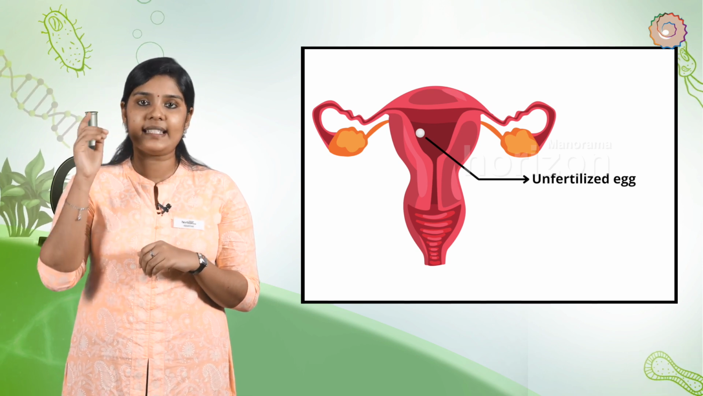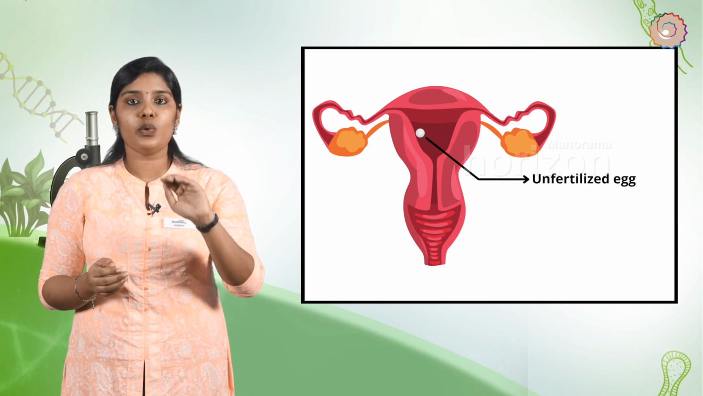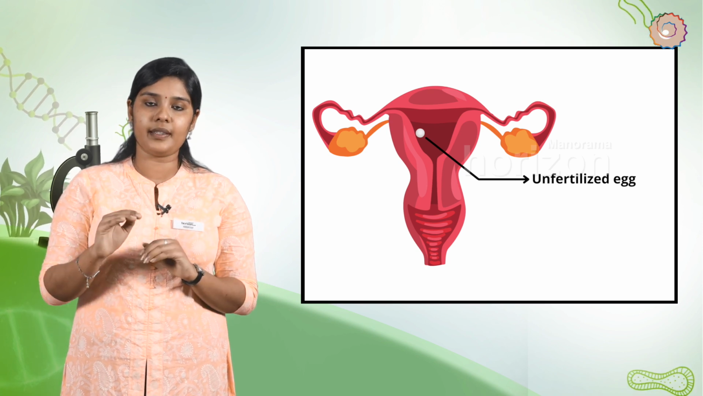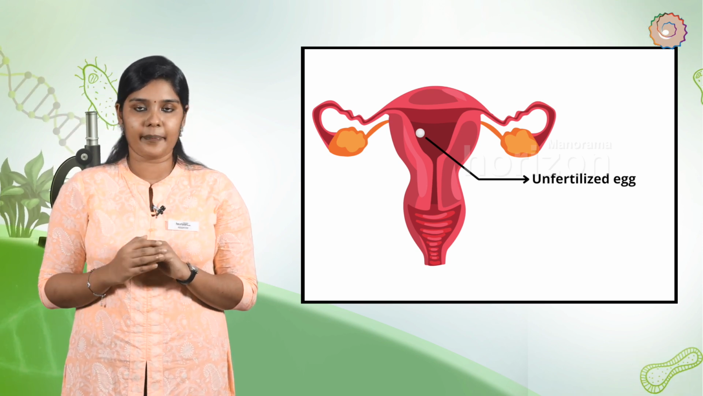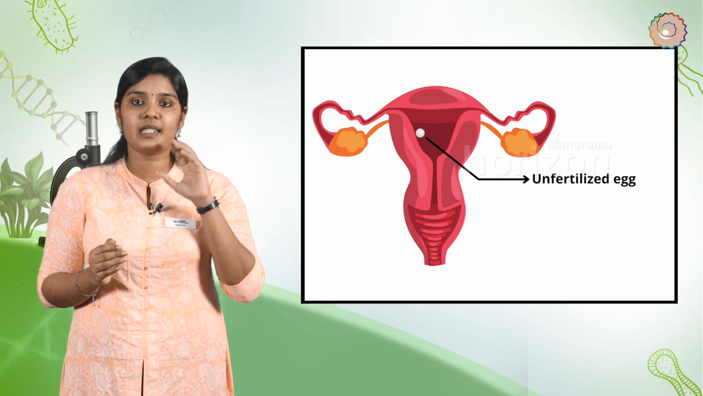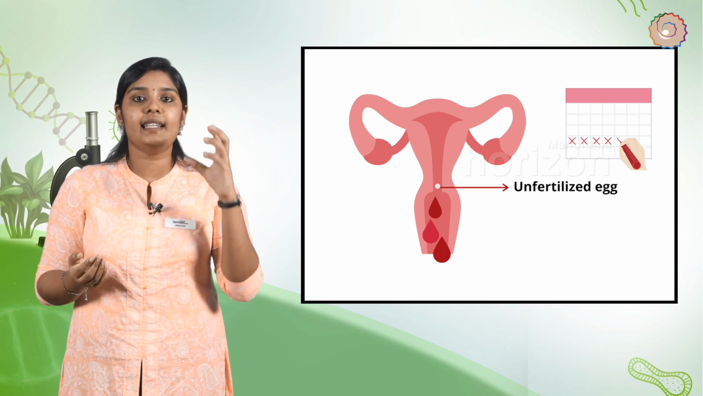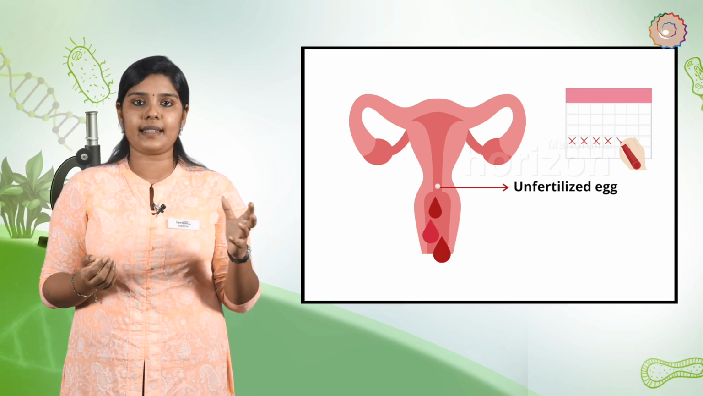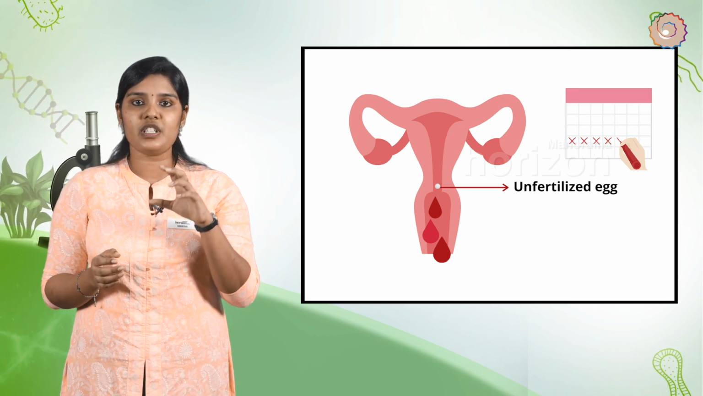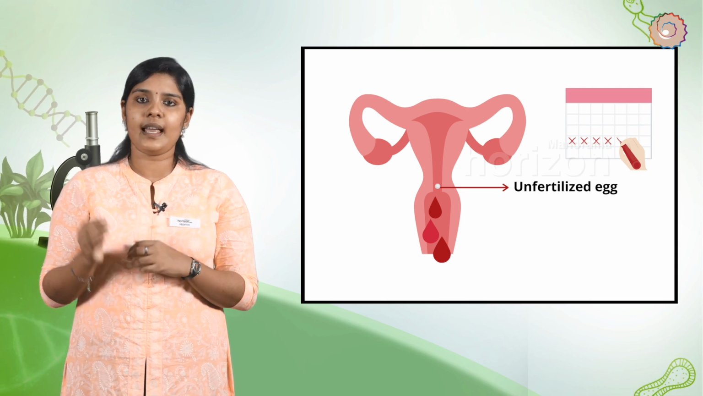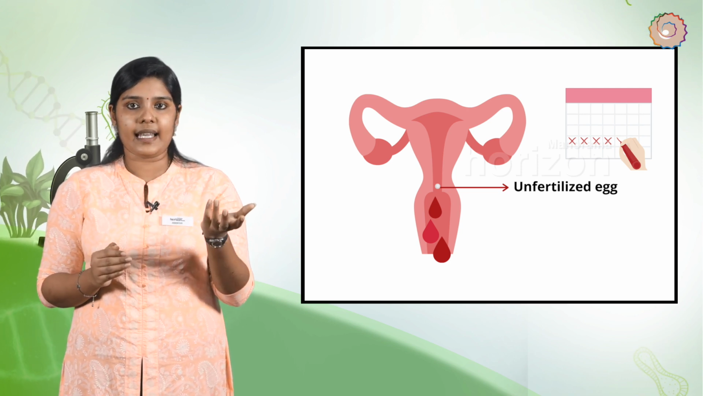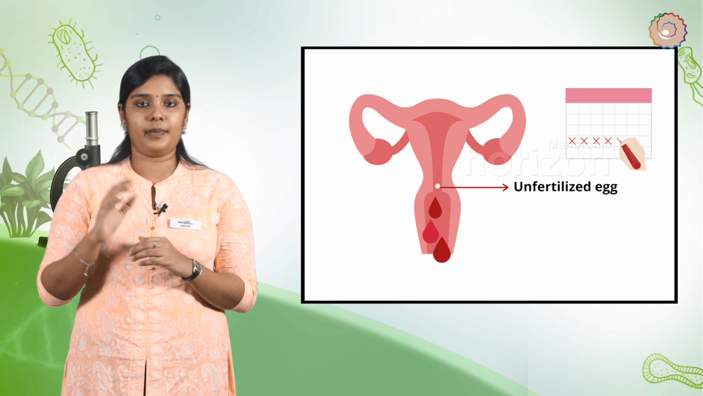Since the ovary releases one egg every month, the uterus prepares itself every month to receive the fertilized egg. Thus, the lining becomes thick and spongy. As fertilization has not happened, the developed lining slowly breaks down and comes out through the vagina as blood and mucus, where tissues, unfertilized eggs, etc. are removed from the body.